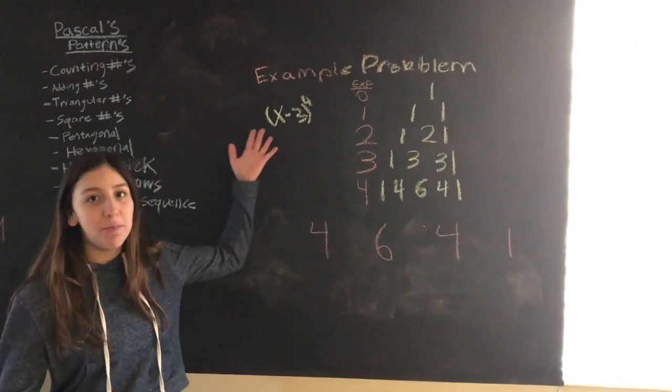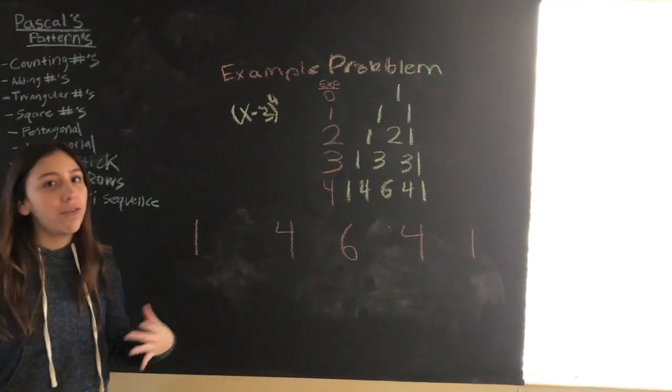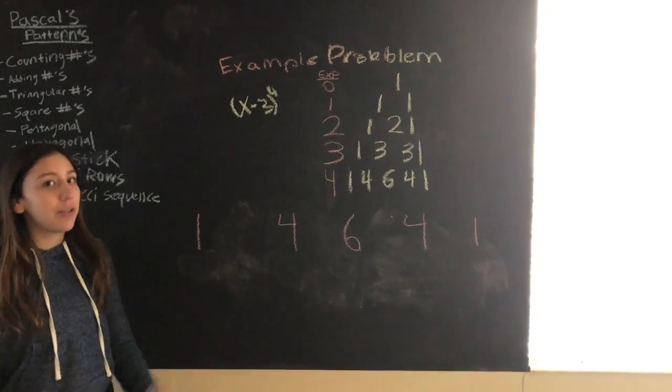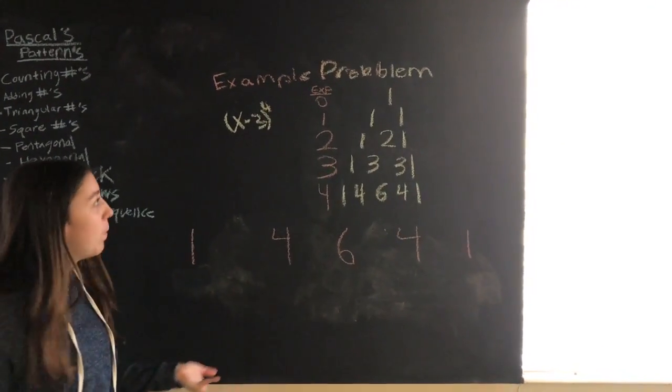Okay, for our example problem, we're going to do (x - 3) to the power of 4. And instead of doing (x - 3)(x - 3)(x - 3)(x - 3), which is a lot of work, we're going to show you how you can do it with Pascal's triangle.